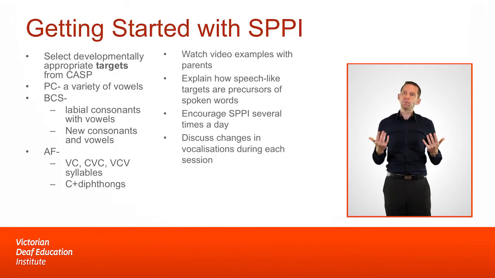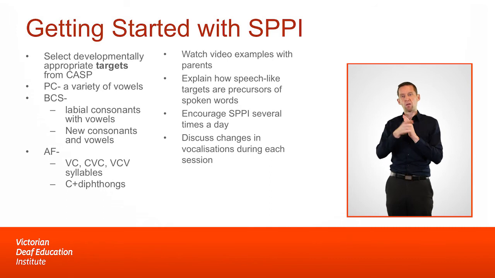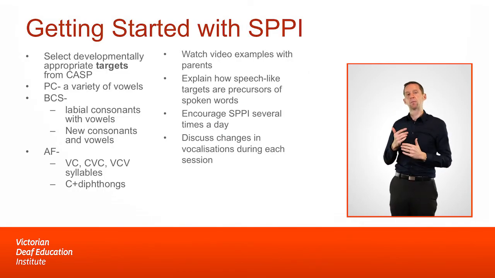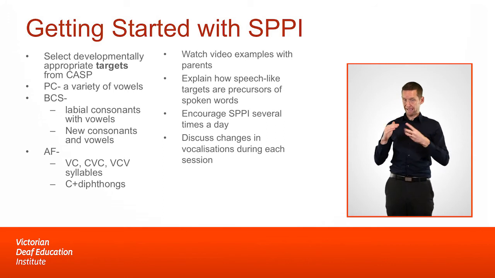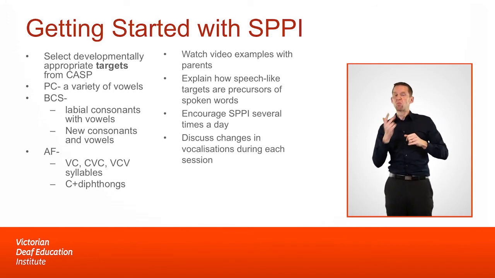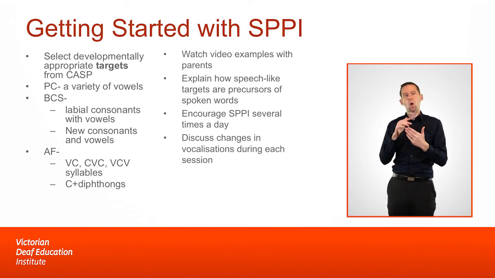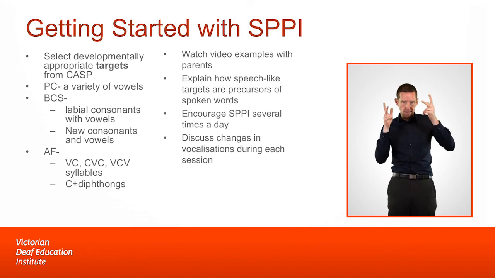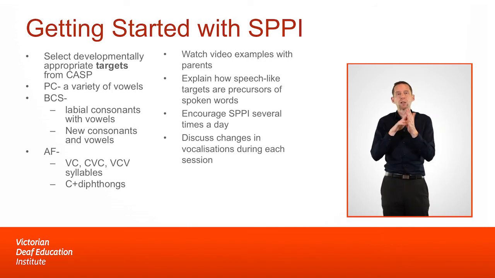All right, so in getting started with SPPI, and this is certainly something that teachers of the deaf or clinicians can do, and parents can do throughout the day, the important thing is to advise parents on the special targets to choose. I think we've talked about if the child is mainly at the PC level, we want them to try different vowels. If they're at the BCS level, 20% of what they say is BCS, then we want them to start with labial consonants like B's and P's and M's and W's so they can see and hear, and then introduce less visible consonants, newer consonants. And then move on to the advanced form levels and those different syllable shapes you see right there.